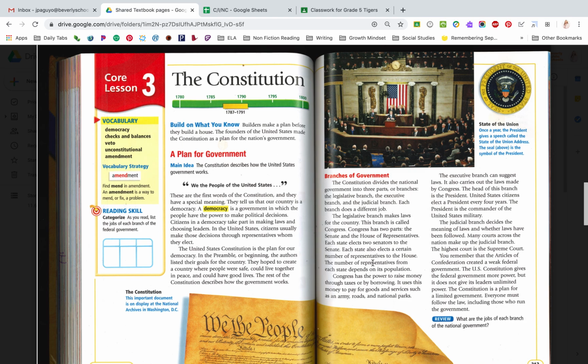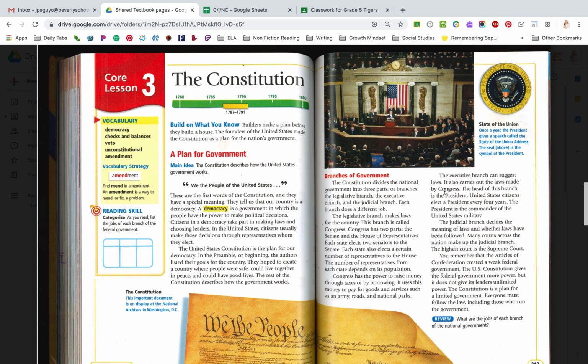Now, what Congress does is it has the power to raise money through taxes or by borrowing. It uses this money to pay for goods and services such as an army, roads, and national parks. That's the job of the legislative branch.